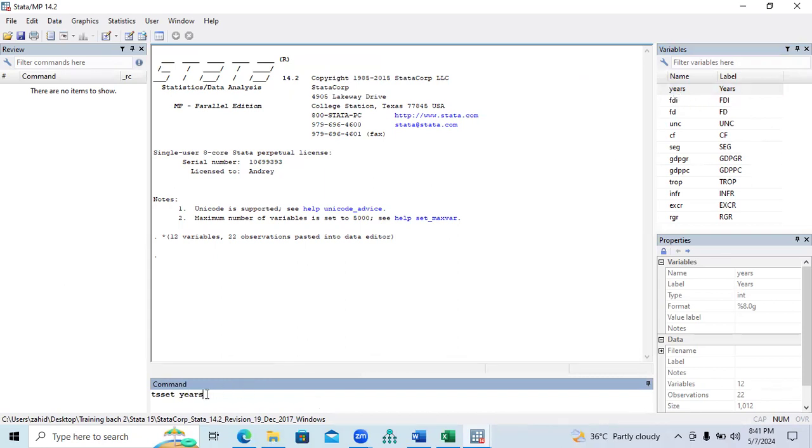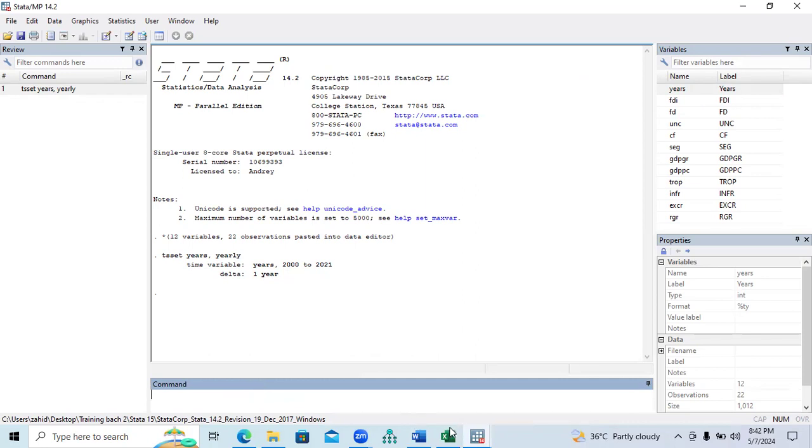So always remember, don't make any spelling mistake here. So tsset years, then comma, year. It will declare your data set to be time series, the annual time series data. So it has shown you that the data basically starts from the year 2000 and ends on 2021, and it is yearly data.